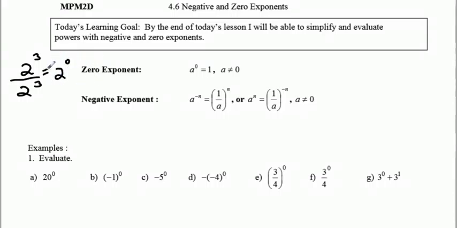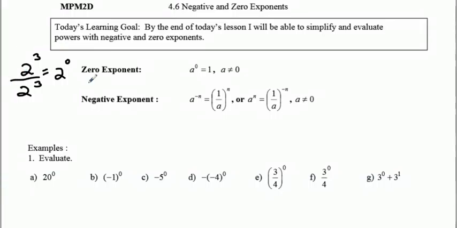Well, we didn't give you any of those in grade 9, or we weren't supposed to, because we were supposed to teach you this in grade 10. But 2 to the 0, or in fact anything to the 0, equals 1, as long as the base is not 0. So that's the zero exponent rule.